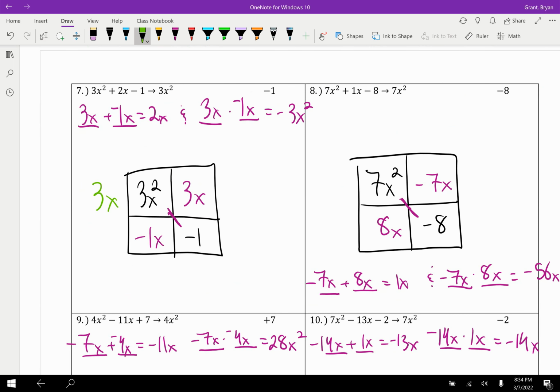This looks like a 3x. 3x times x. 3x times 1. X times negative 1. They multiply, they look good. Don't forget to write your answer. 3x minus 1 in parentheses times x plus 1.